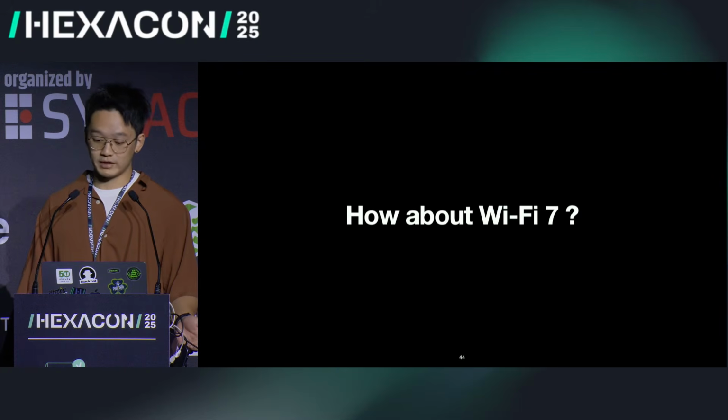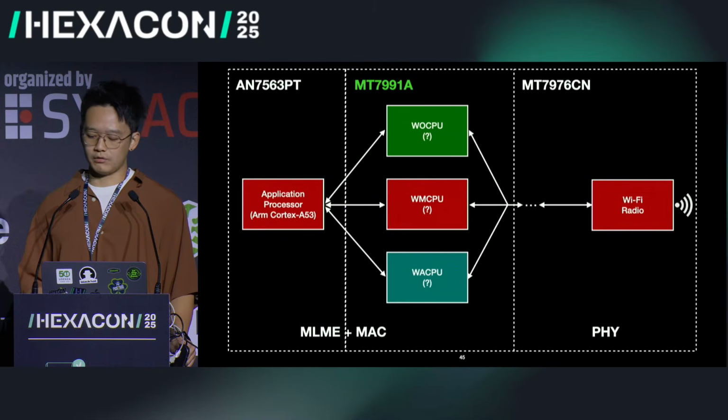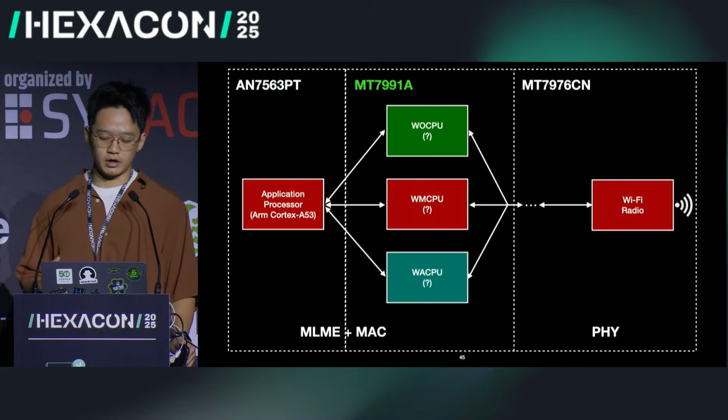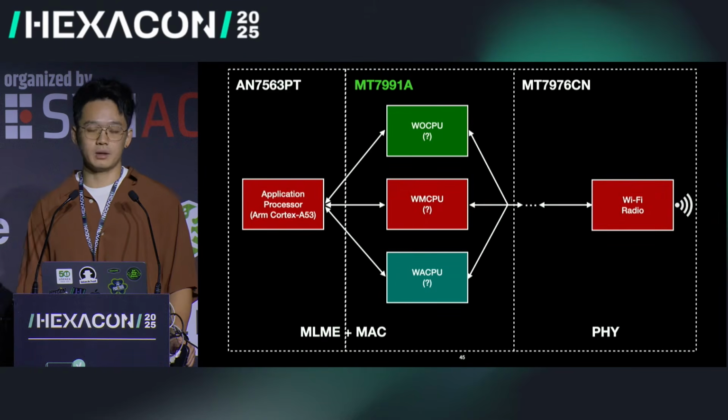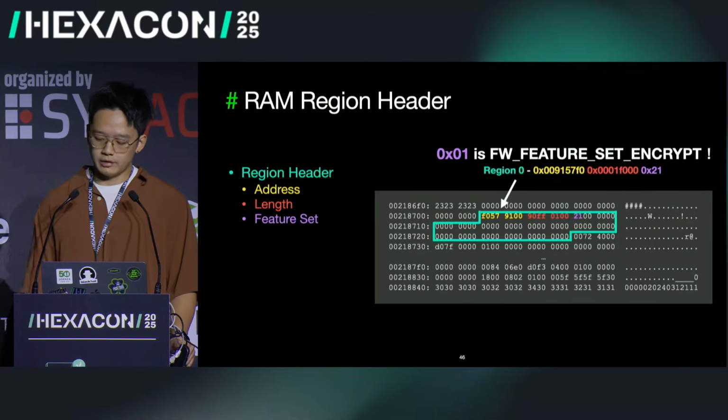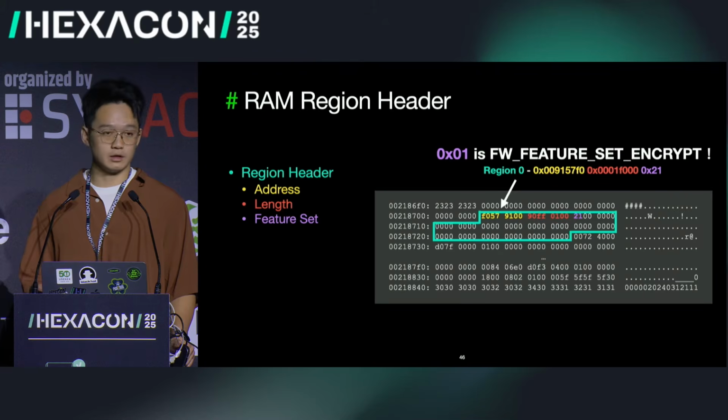Then what about Wi-Fi 7? Here is an overview of our MediaTek Wi-Fi 7 target. The application processor and Wi-Fi chip are not integrated into a single SoC. The application processor is AM7563, and the Wi-Fi chip is the MT7991, and it also contains 3 MCUs. The run firmware format is similar to that of the MT7981. However, every region in the run firmware has the firmware feature set encrypted. This means all regions are encrypted.